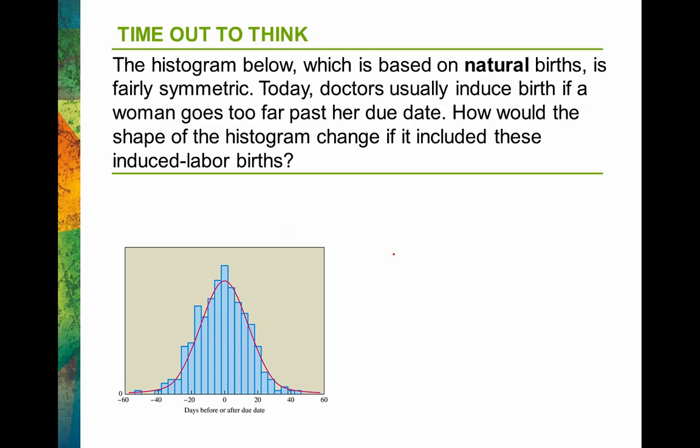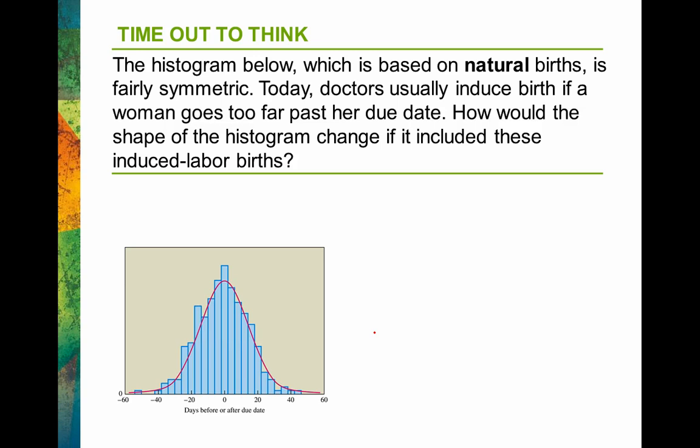But today, most of you probably know, doctors will usually induce birth if a woman goes too far past her birth date, her due date. And that's because, as I understand it, it gets kind of dangerous at that point. How would the shape of the histogram change if it included these induced labor births? Well, let's think about that for a second.